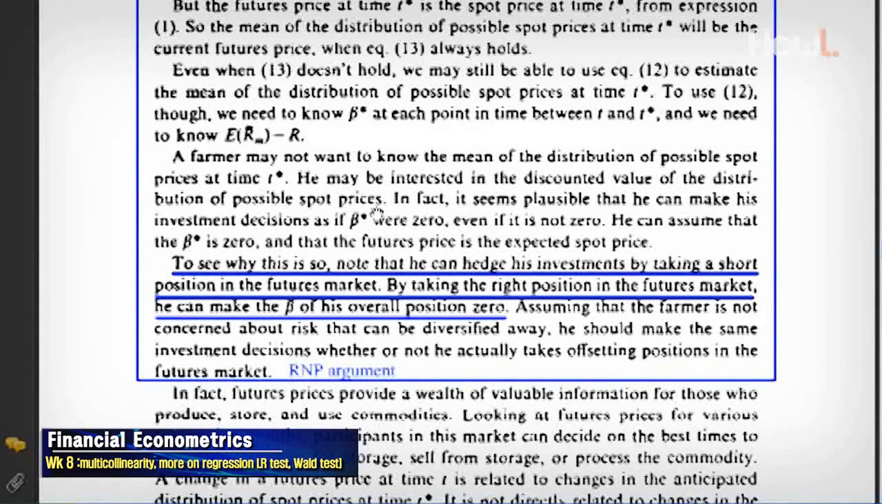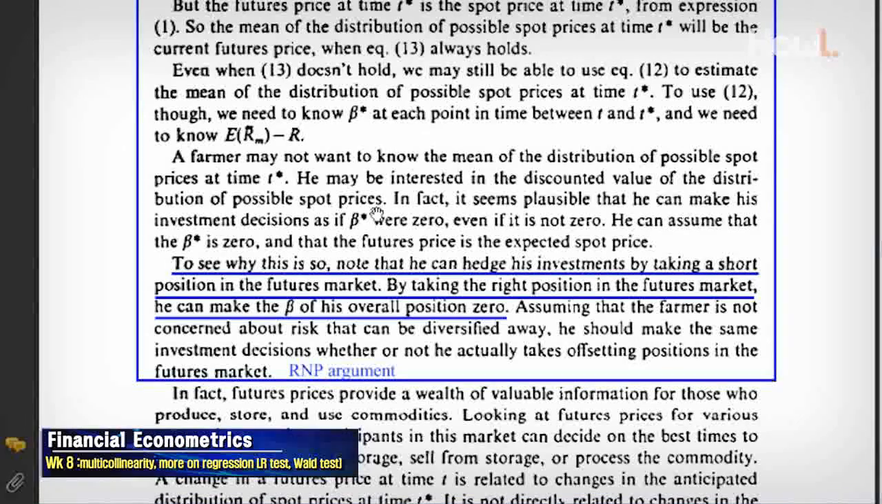To see why this is so, notice that he can hedge his investment by taking a short position in the futures market. Therefore, by taking the right position in the futures market, he can make the beta of his overall position equal to 0. He can get rid of systematic risk by hedging, which is equivalent to assuming the beta is 0. Actually, this is the modern risk-neutral probability argument.